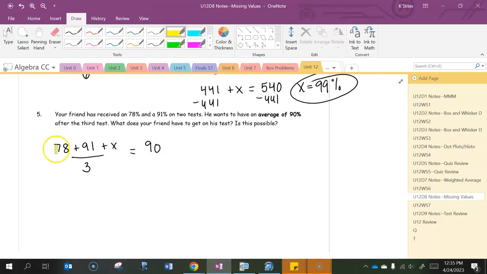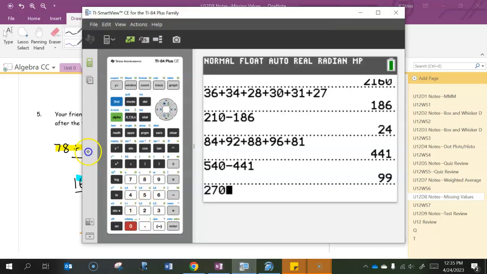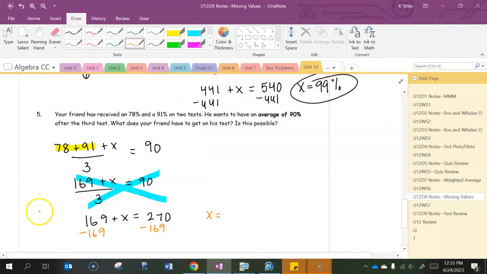Okay, if you go ahead and you add up these scores, this is going to be a 169 plus x all over 3 equals 90. And again, this looks hard, but you're really just cross multiplying. Okay, 169 plus x equals 3 times 90 is a 270. And then we are subtracting your 169 over. And that gives you a 101%.